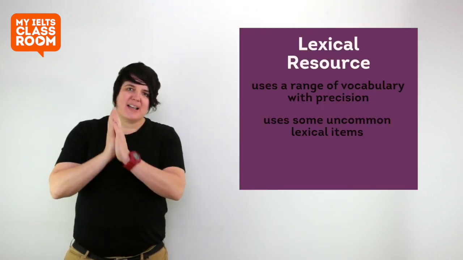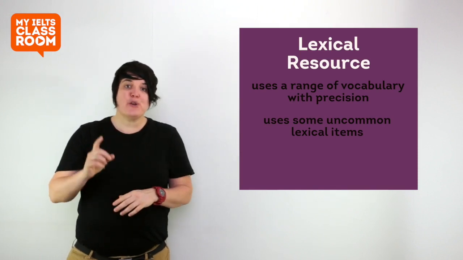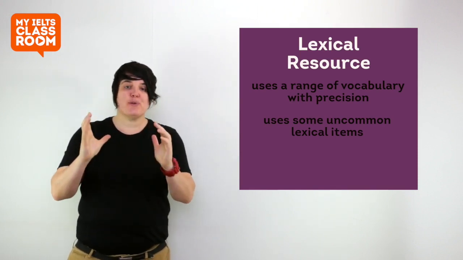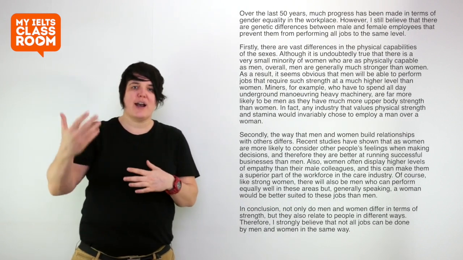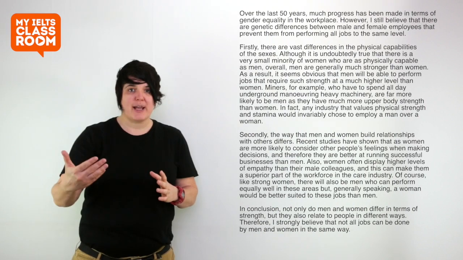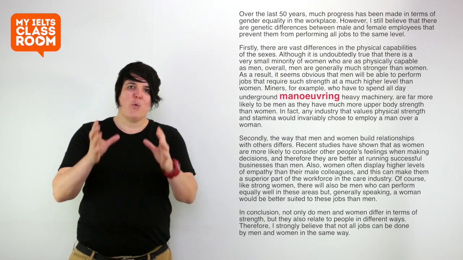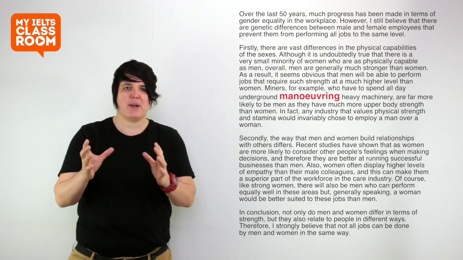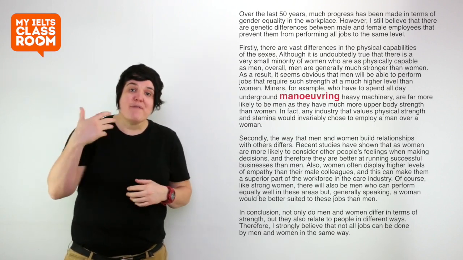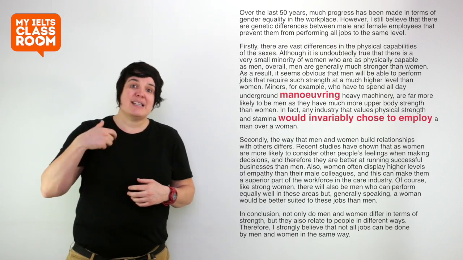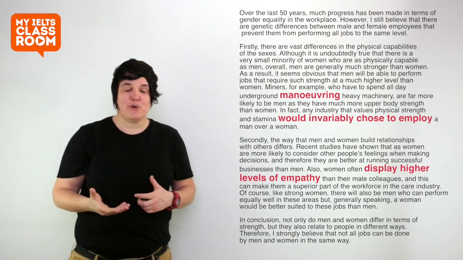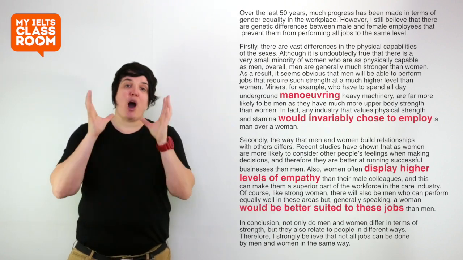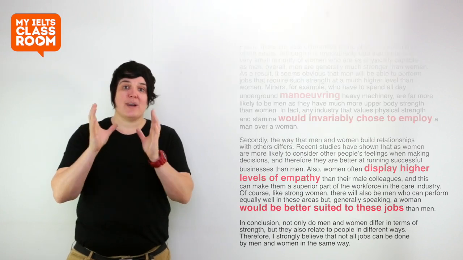You will find that band 7 vocabulary words are often not one word. They are groups of words which collocate together. So for example, in this essay, yes, there are some single words which are high level, for example, like manoeuvring, but there are more groups of words which together produce high level vocabulary. Things like would invariably choose to employ, display higher levels of empathy, would be better suited to these jobs. These aren't singular words, but whole expressions which add to your lexical resource.